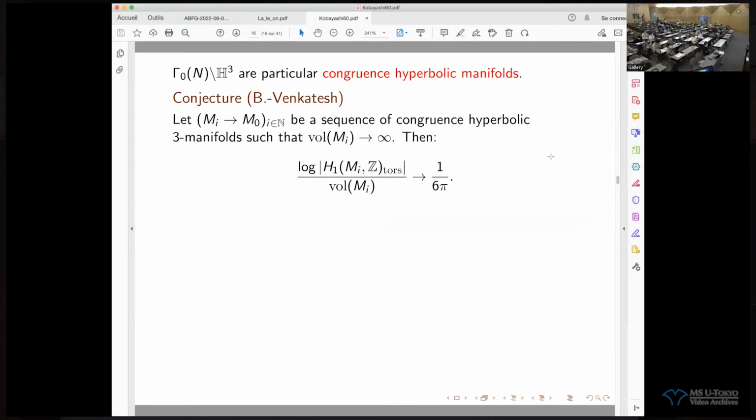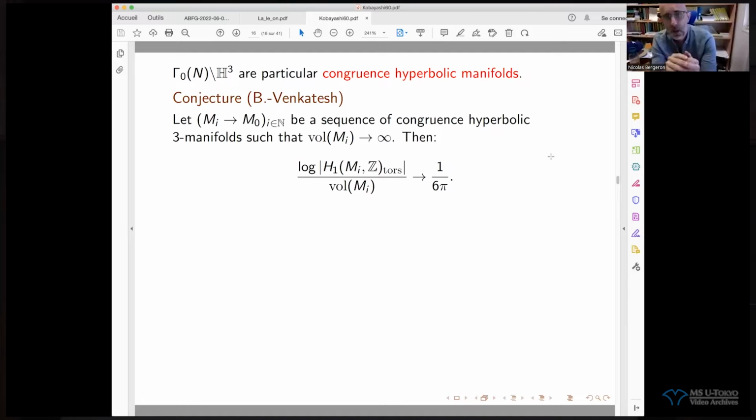And with Akshay Venkatesh, when the manifolds are arithmetic, so let's stick to the sequence of examples I was discussing up to now, then you have this sequence that depends on capital N, and the manifold becomes more and more complicated. The volume tends to infinity. So you are exactly in the setting where you have a sequence of congruence hyperbolic 3-manifolds such that the volume tends to infinity. And you ask, what can you say about the torsion? The conjecture is that if you take the log of the torsion in H1 and you divide by the volume, then it tends to a positive constant, which we conjecture to be 1/6π.